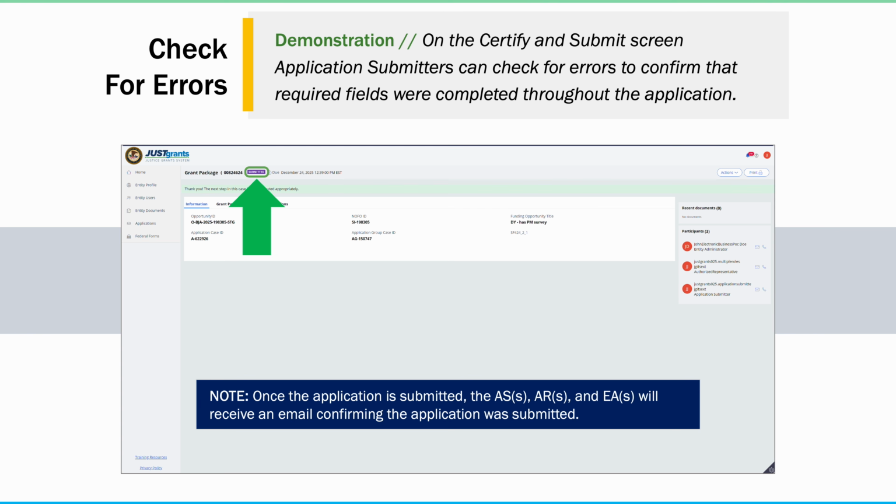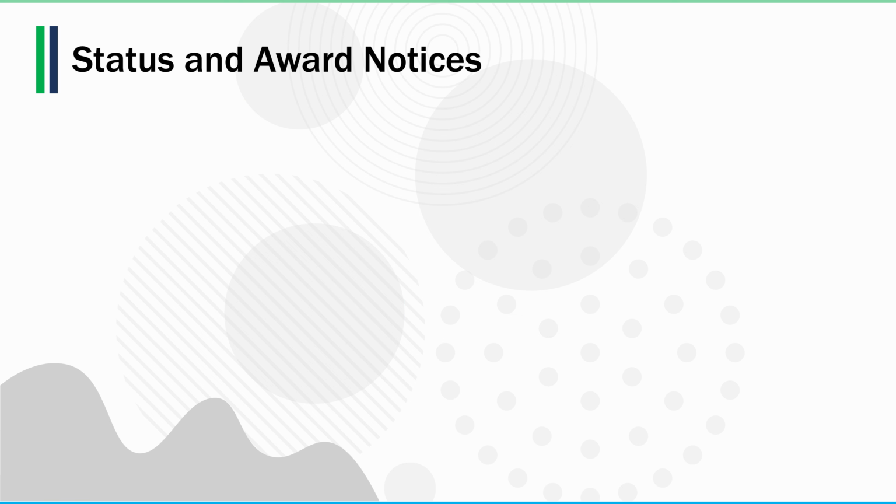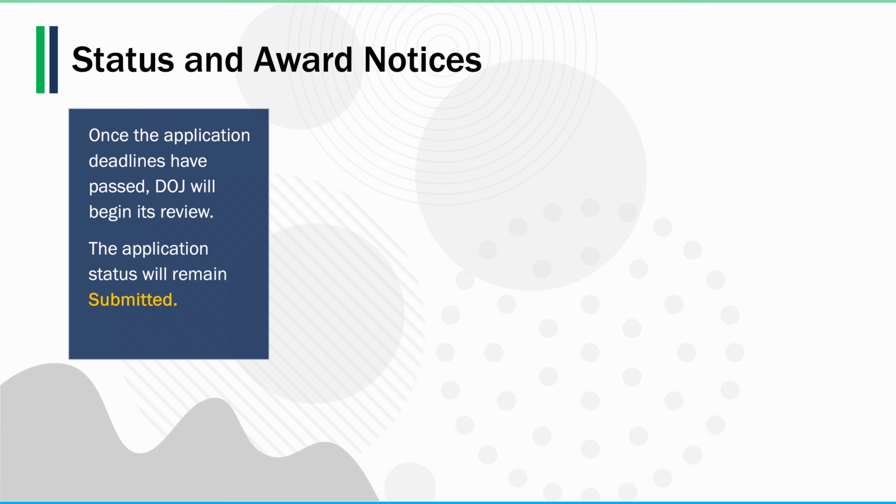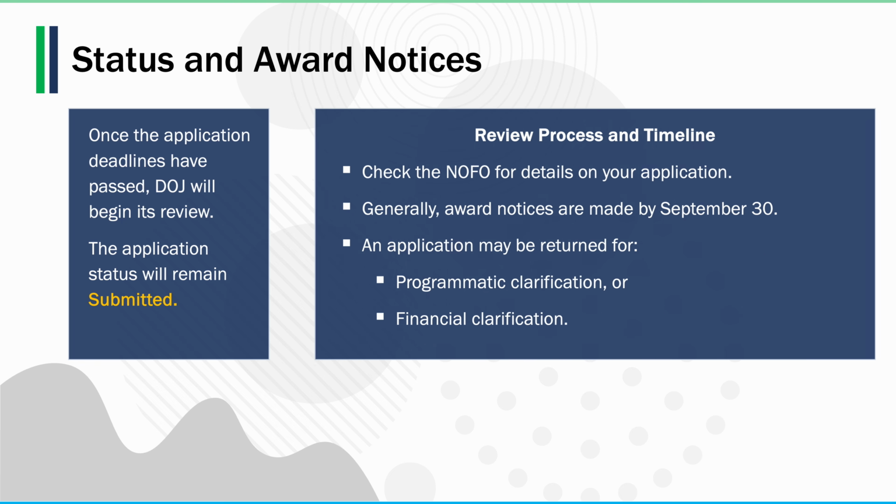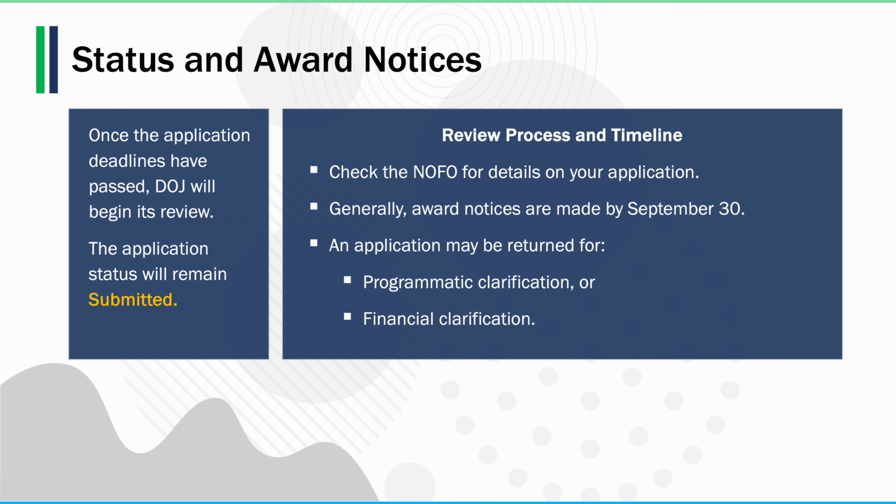Note: once the application is submitted, all application submitters, authorized representatives, and entity admins will receive an email confirming the application was submitted. After you have submitted your application, you are probably wondering what's next. Once the application deadlines have passed, DOJ will begin its review. The status of the application will remain Submitted. Check the NOFO for details about the review process and timeline.